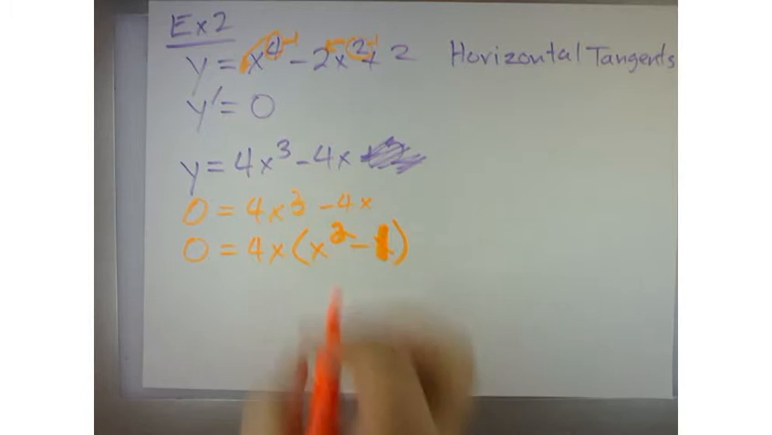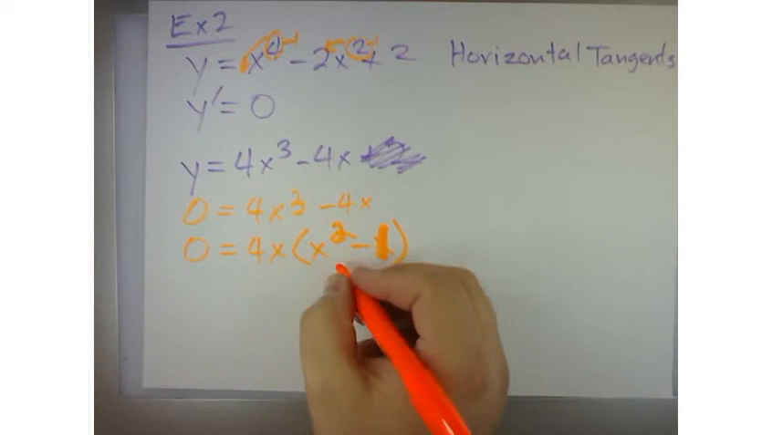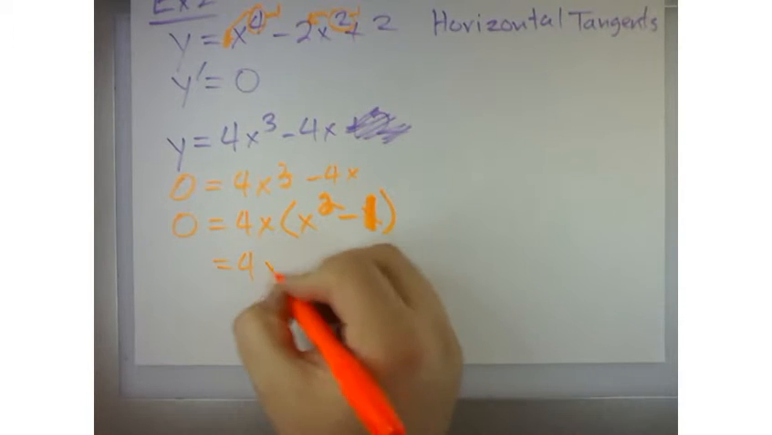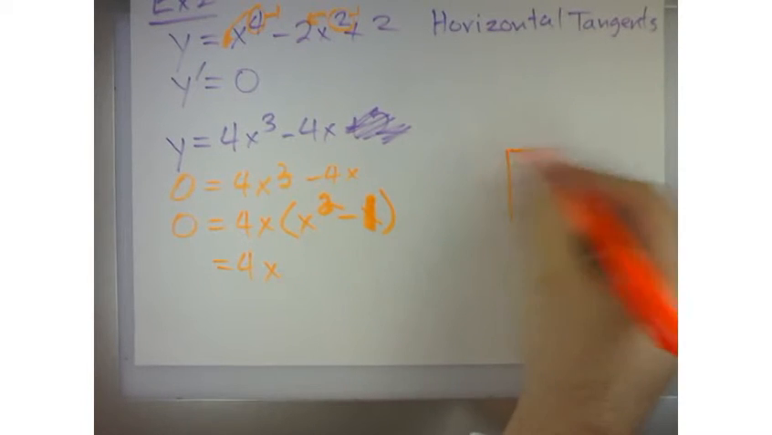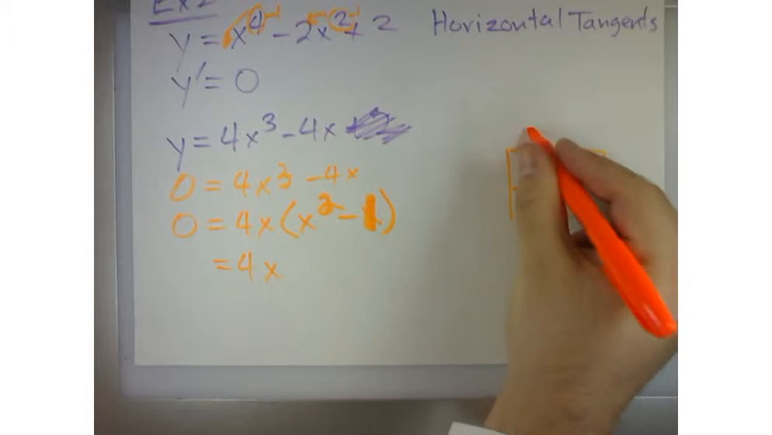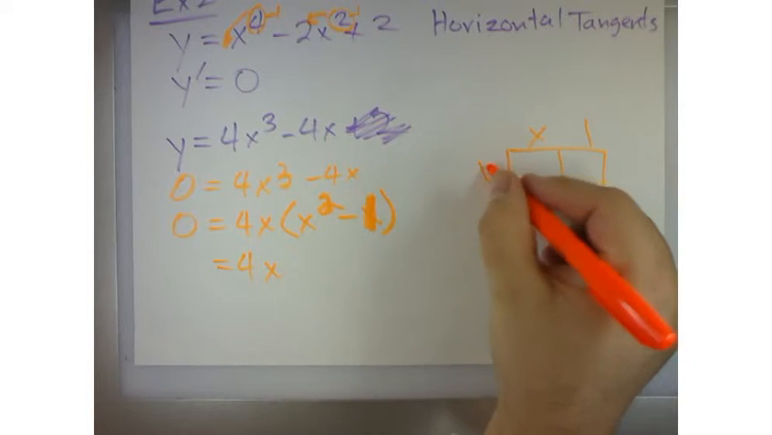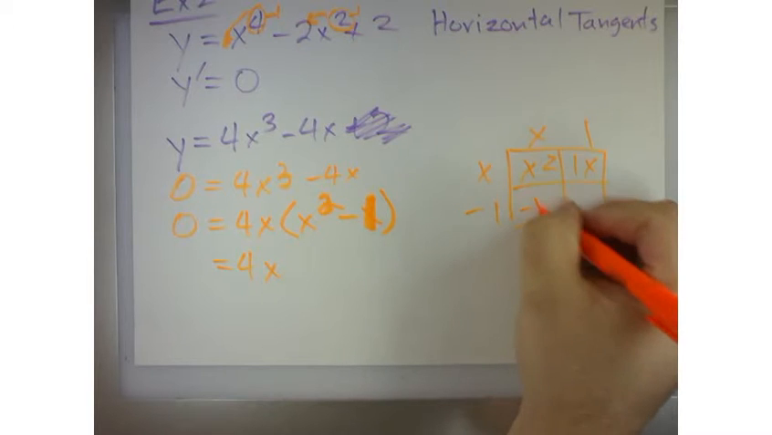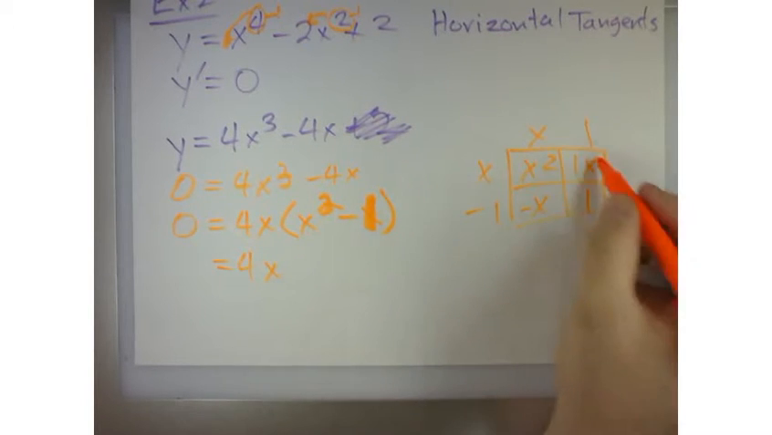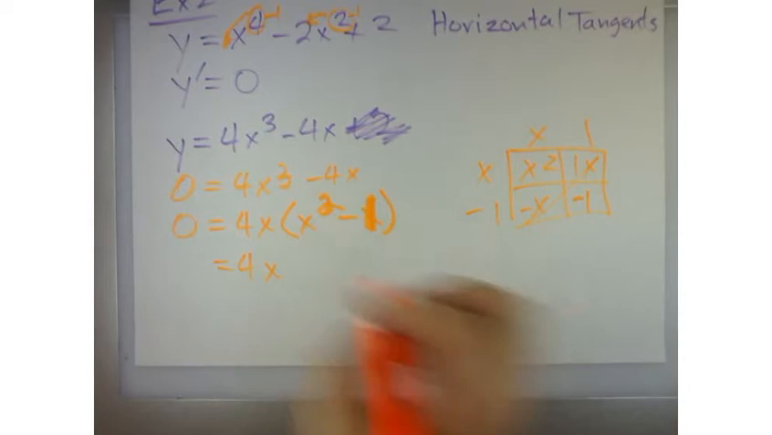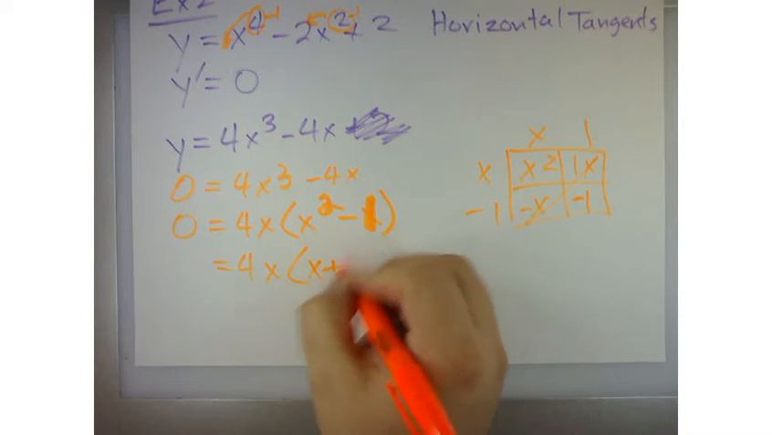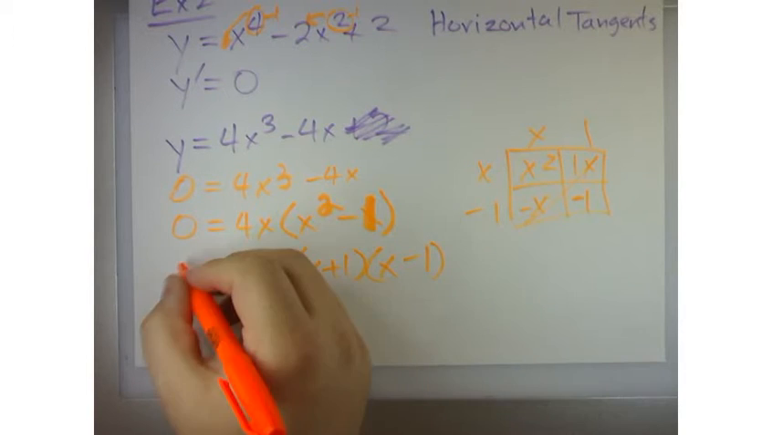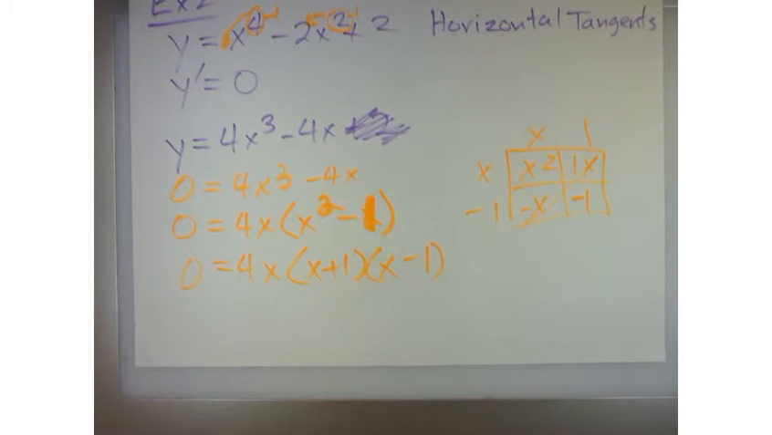Now what I could do is, isn't that a difference of squares? I don't know what that means. Difference of squares means that if I take x plus 1 and x minus 1, I get x squared, plus 1x, minus 1x, and then minus 1. These cancel, and so this factors to x plus 1 times x minus 1, and all those are factors of 0.